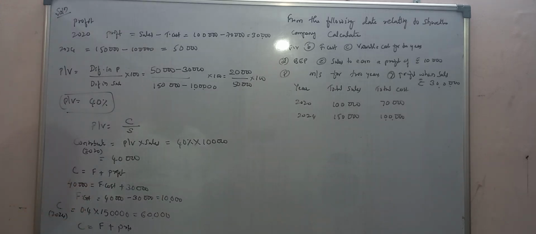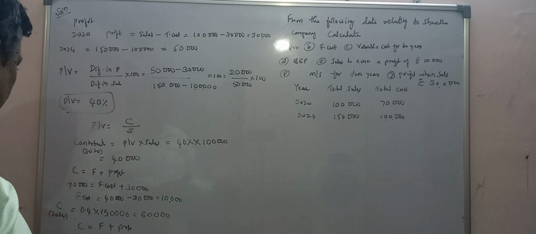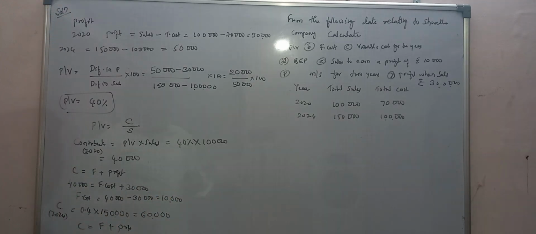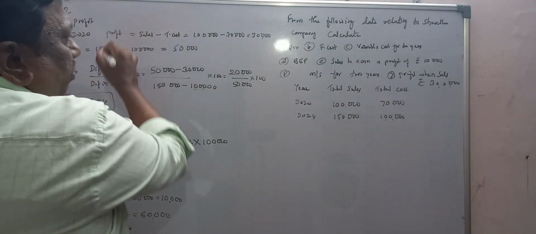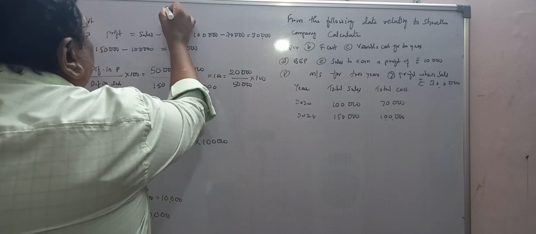This only, right? Sales minus variable cost, we are getting contribution, right? Now we know contribution, we know sales. We can easily calculate the variable cost, because I said we have the marginal cost equation, this only, marginal cost equation.